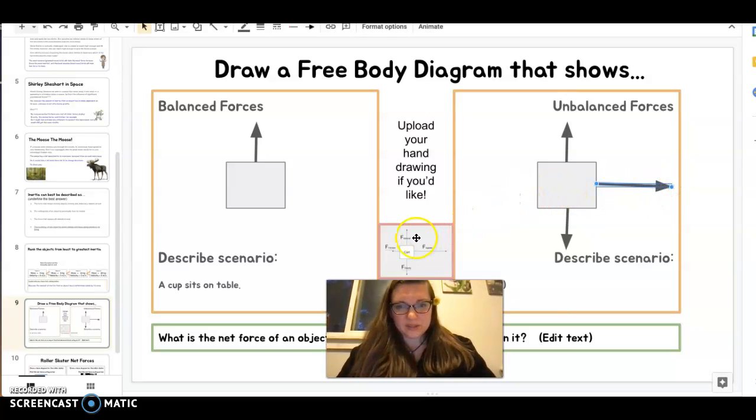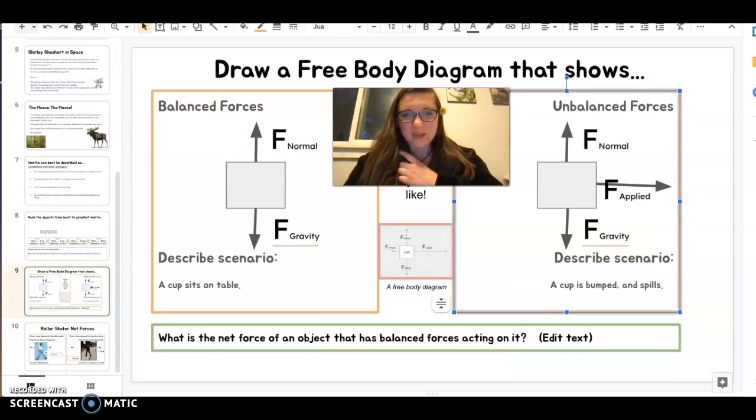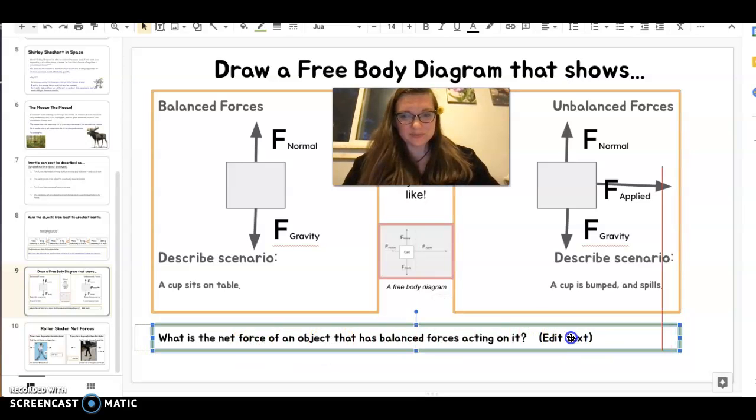Okay, so yeah, and then I should label these forces real quick. Okay, so I've added the forces there. We got normal force, force of gravity, normal force, force of gravity, and the applied force that has bumped it off the table. So what is the net force of an object that has balanced forces acting on it?